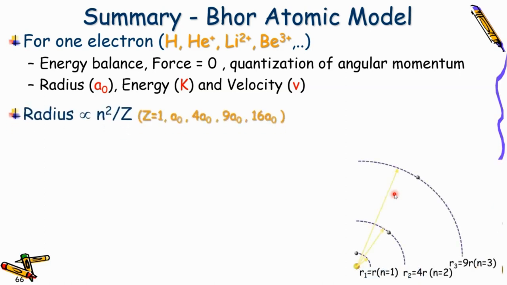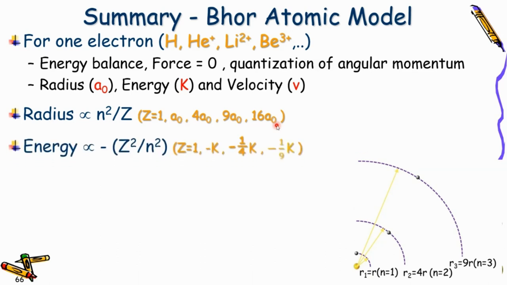So radius is proportional to n to the power 2 divided by Z. So if Z equals 1, that will be a0, 4a0, 9a0, and 16a0. And we understand a0 is 0.53 angstrom, right? Okay, this number is beautiful.